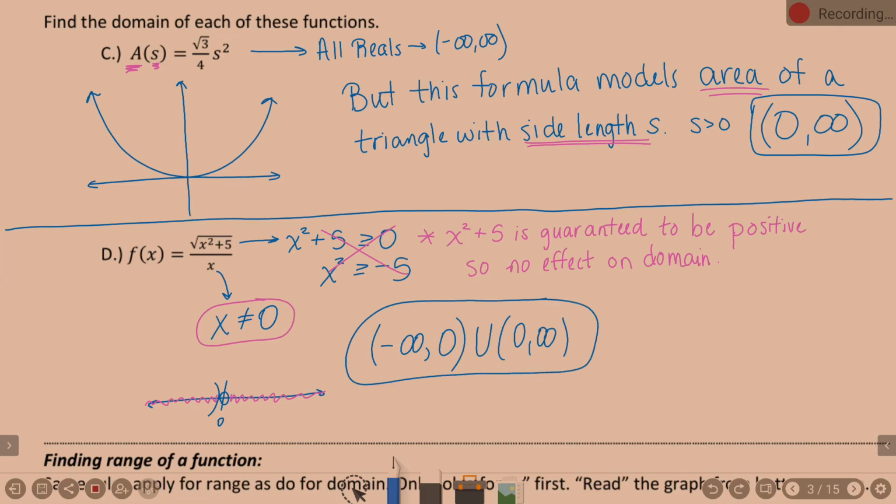Now, again, I want you using these graphs. Have you looked at the graph yet? Probably not, because I didn't really want you to before I started doing this.